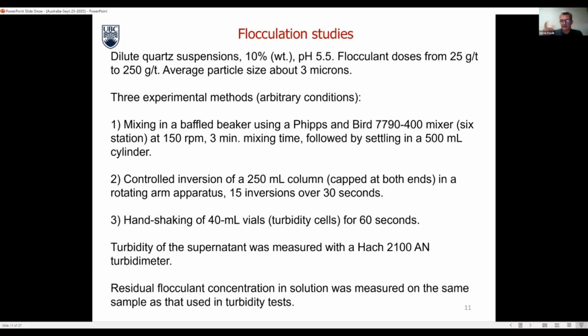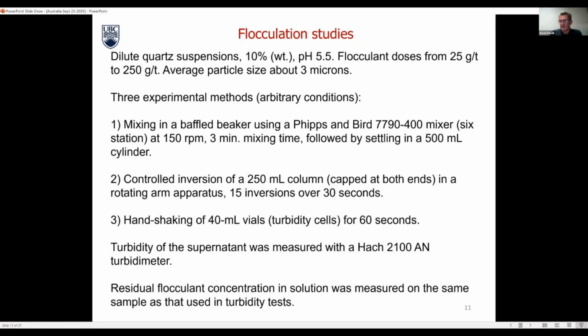We also had a rotating arm kind of device where you place your settling column and you rotate it a number of times. You can control the RPMs manually or electronically if you want. It was recommended to us by one of our sponsors. So under these three sets of conditions, we did all this flocculation work.